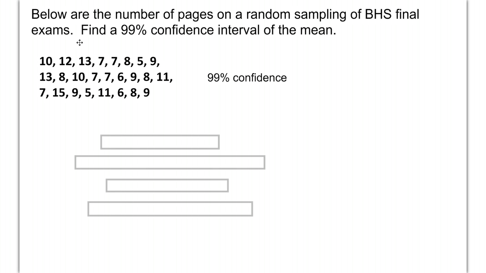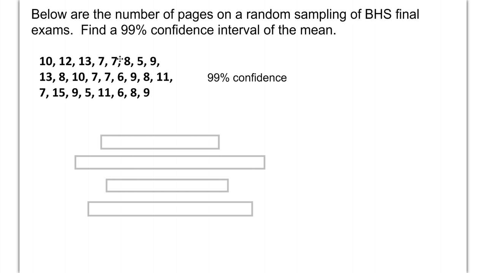So here's an example. Below are the number of pages on a random sampling of BHS final exams. So right here, one final exam had 10 pages, one had 12, one had 7, 6, and so forth. And so this is the distribution of values they collected from their sample. Find a 99% confidence interval of the mean of these numbers.